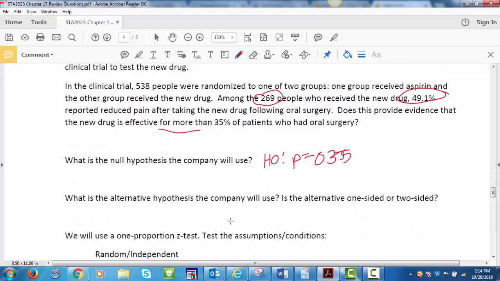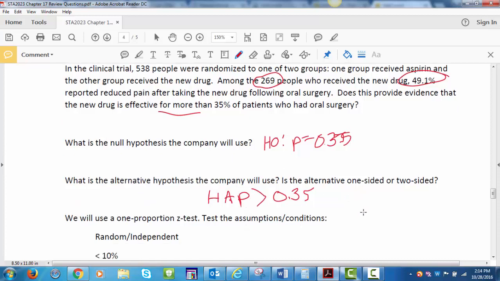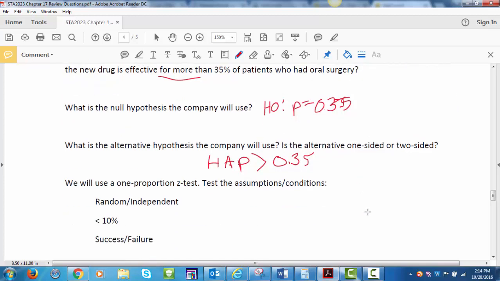And what's the alternative going to be? Remember, in the alternative we always have the same number and the same population parameter that we had in the null. But the question is, what kind of relationship do we want to talk about? In this case, we wanted to know more than, so we're going to put in p greater than 0.35. So we're going to use a one proportion z-test.